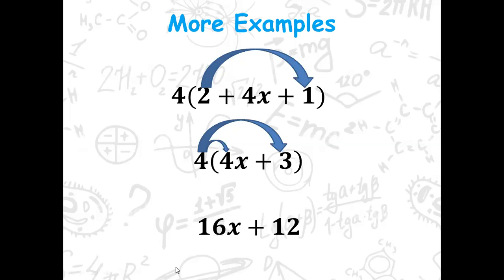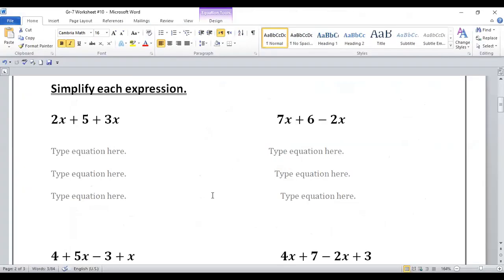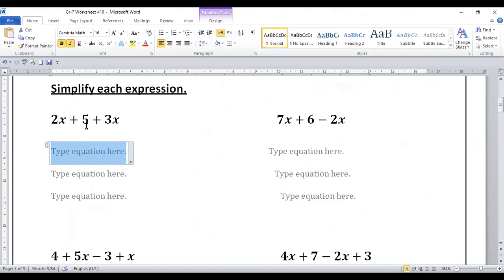Okay, now to move on, we can just try some more examples. Let's do this. Now here, 2x plus 5 plus 3x. So what's the first thing I need to be doing? The one important rule. What was the one important rule? Arrange the numbers together and the variables together.